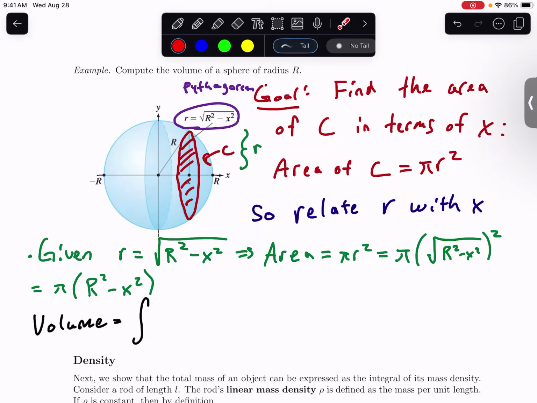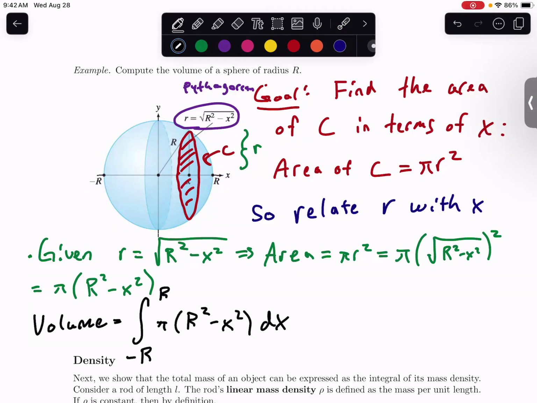Yeah, so our variable is x, and we're ranging from minus capital R to positive capital R. So this is going to go from minus capital R to capital R. And then you just put in the area equation. So this is pi times R squared minus x squared dx. If you do this integral, you can bring the pi outside of the integral. So this ends up being R squared times x minus x cubed over 3.